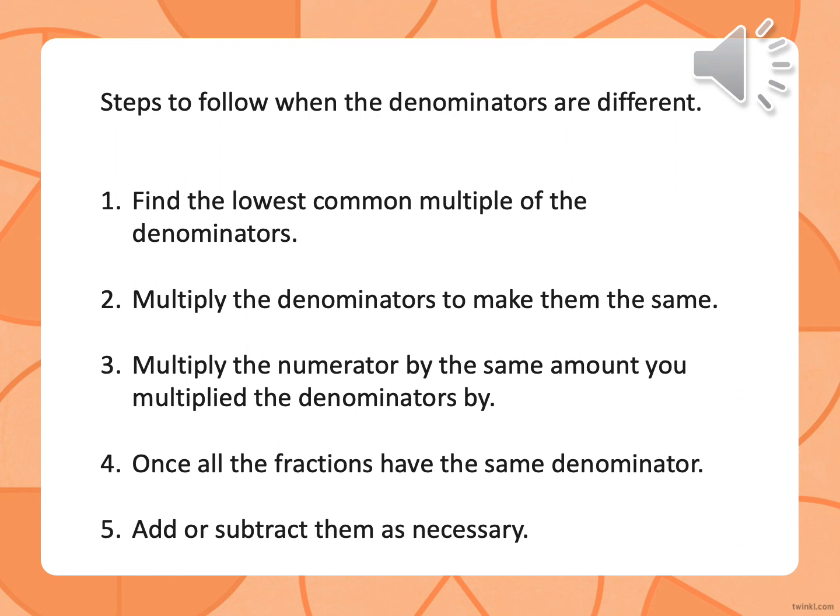Sometimes you will just multiply one denominator, other times you may need to multiply both of the denominators. Whatever you have multiplied the denominator by, you must multiply the numerator by the same number. Once all fractions have the same denominator, that's when you can add or subtract them. Don't forget that you may be able to find an equivalent fraction of the answer that you have found.